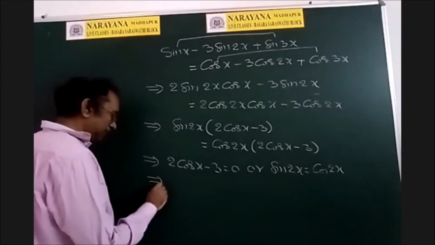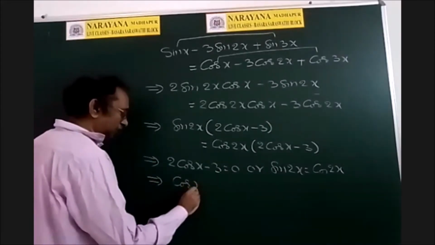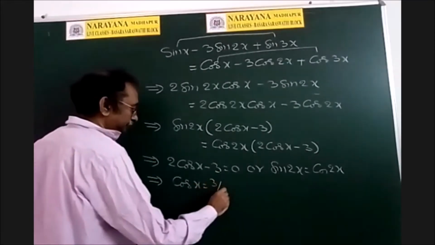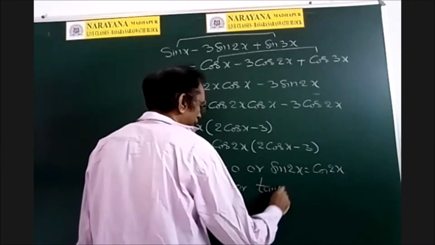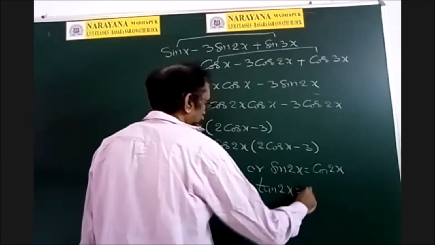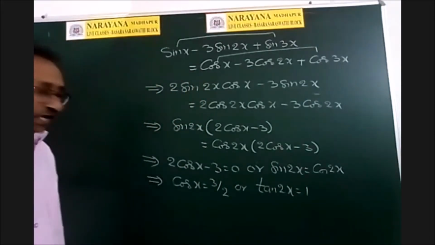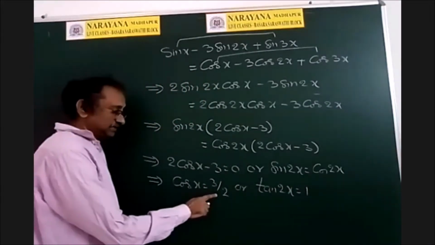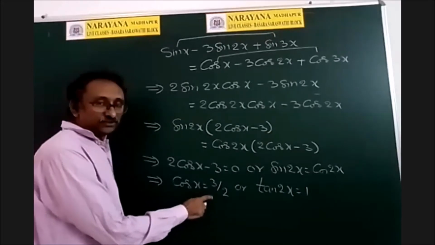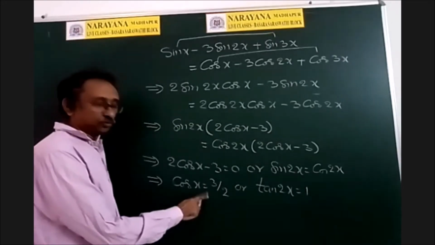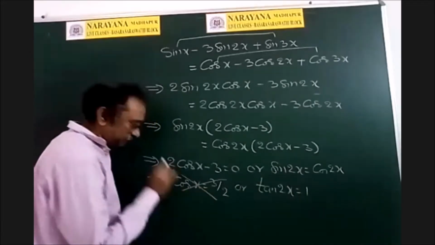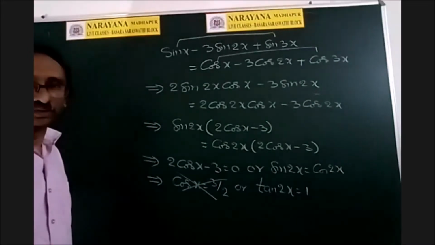So that implies either cos x is equal to 3 by 2 or tan 2x is equal to 1. And cos x is equal to 1.5, so it does not happen. What is the range of cos x? Minus 1 to 1. Therefore, it does not happen, so this will not give you solutions.